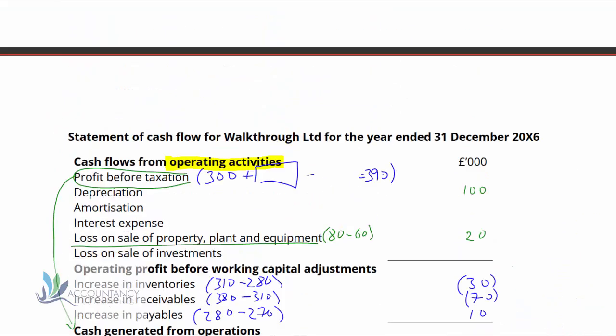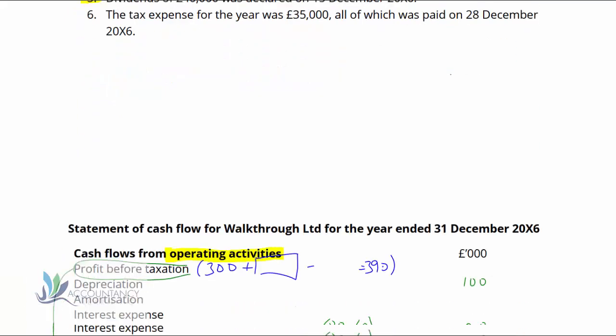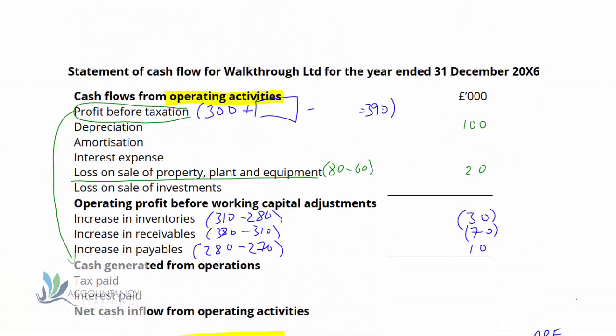Okay, so let's go back. So we've got 2 ticks. We've used that 100,000 twice in our answer. Next we have investments which cost 50,000 were sold at a loss of 10,000. Okay, so we've got that loss, so that's another non-cash adjustment, isn't it? So we can put that in our reconciliation, the first part of our answer. So you've got the loss of 10,000.